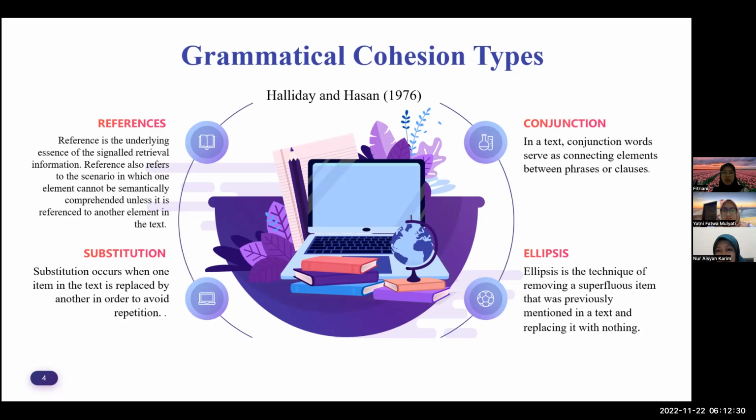Now we are coming to the types of grammatical cohesion according to Halliday and Hasan. As you can see, there are four types of grammatical cohesion. The first one is reference. The second one is substitution. The third is conjunction, and the last one is ellipsis. Now I'm going to discuss further in the next slides. Please move to the next slide.